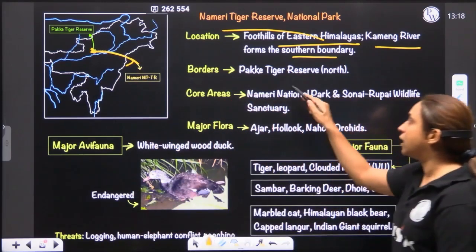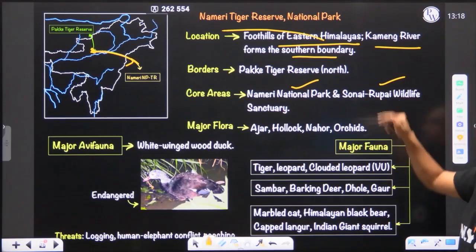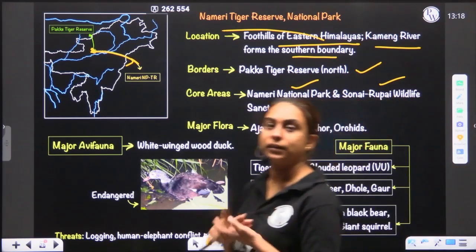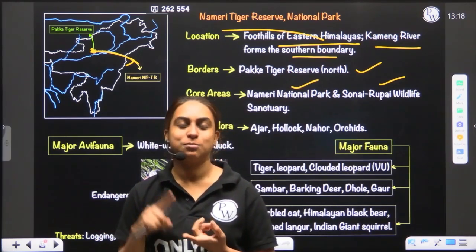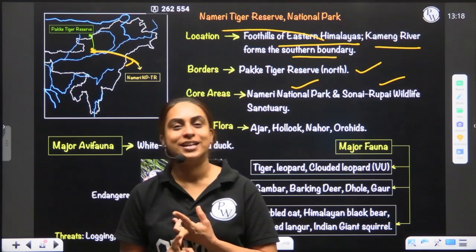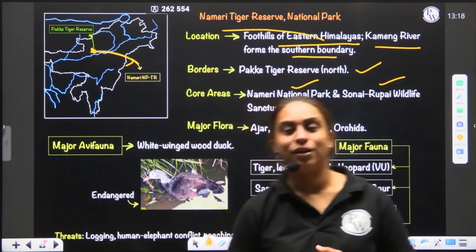The core area will have Nameri National Park. You will also have Sonai Rupai Wildlife Sanctuary. This also has Pakke Tiger Reserve. So it has Pakke Tiger Reserve, it has Nameri Wildlife Sanctuary, it has Sonai Rupai Wildlife Sanctuary. It is there near the river.